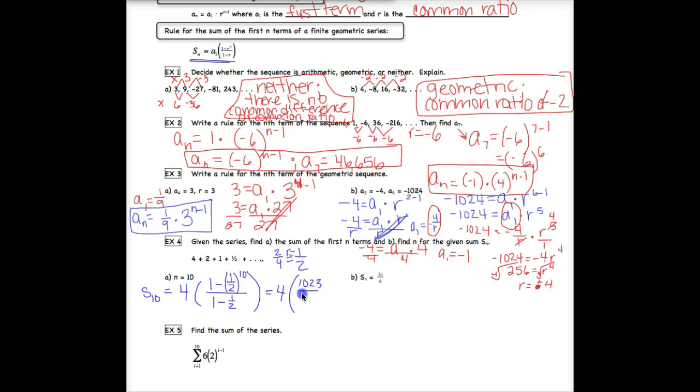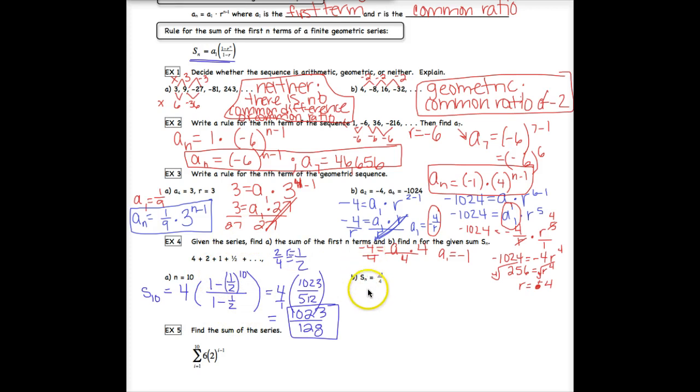1023 over 512 when you use your calculator's fraction button, which means when I multiply this is like 4 over 1. In simplest form, because we're going to reduce the 4 with the 512, I get 1023 over 128. So again, use your calculator to help you, but make sure you use an appropriate amount of parentheses if you want to get this answer correct.